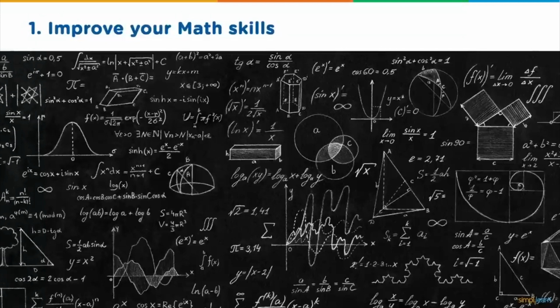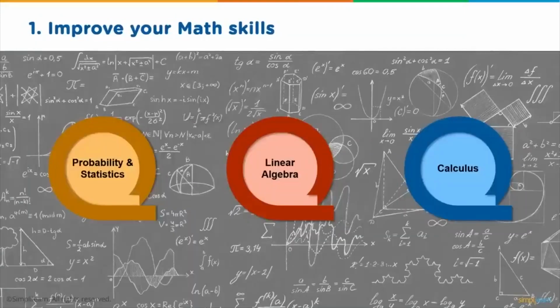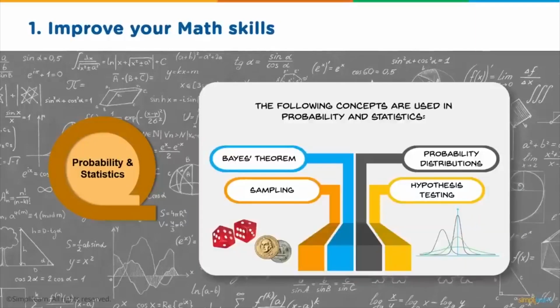Among the many concepts that you need to understand, three of the most important ones are probability and statistics, linear algebra, and calculus. Now, let's have a detailed look at probability and statistics. Firstly, you have the Bayes theorem. This is used in the naive Bayes algorithm to help categorize your data.